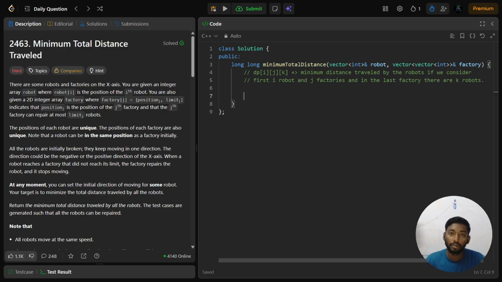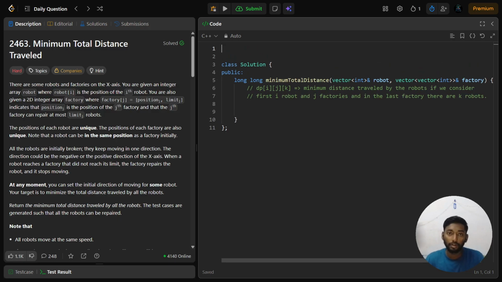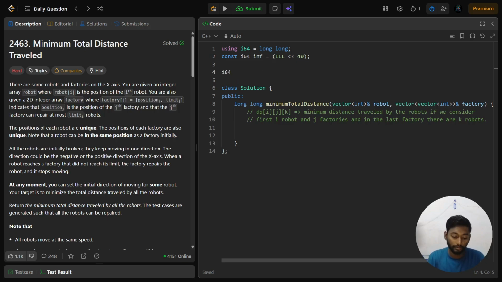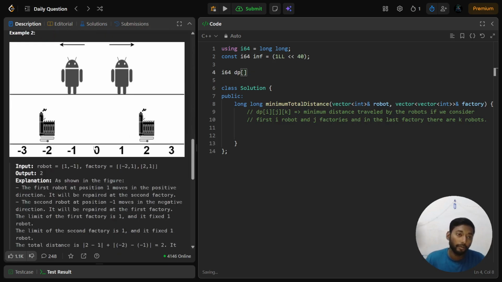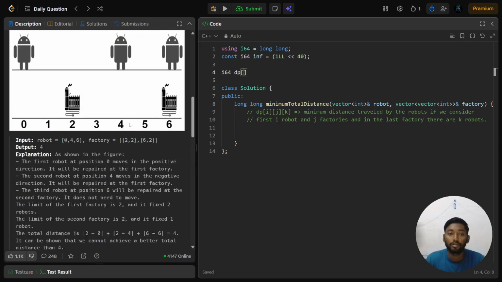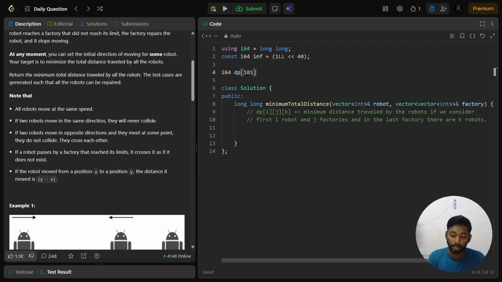Now first we declare i64 as long so that I have to type less. Now let's take infinity also, and the dp table. What will be the dimension i, j, k? i can go up to 100, j can go up to 100, k also can go up to 100. So let's take it as 101.